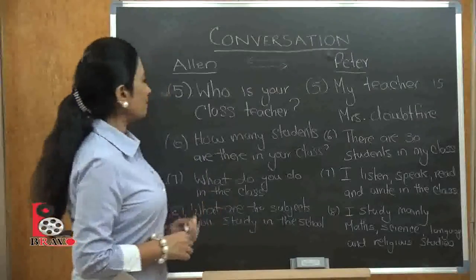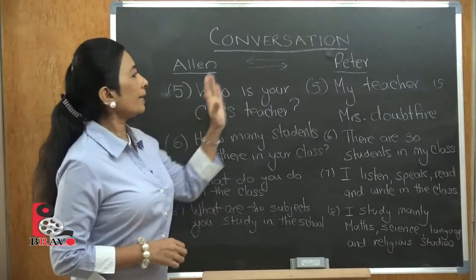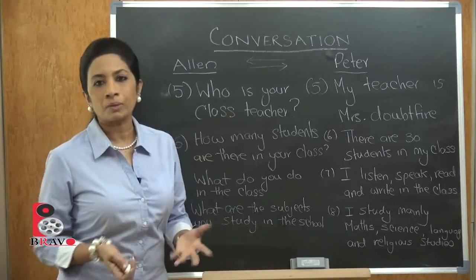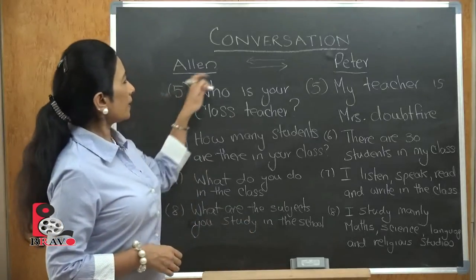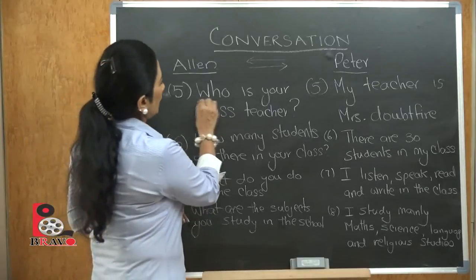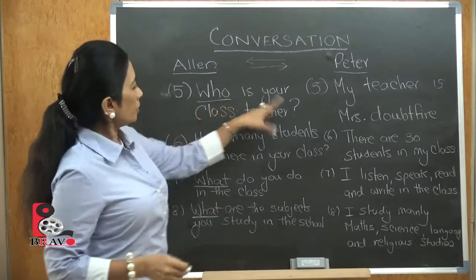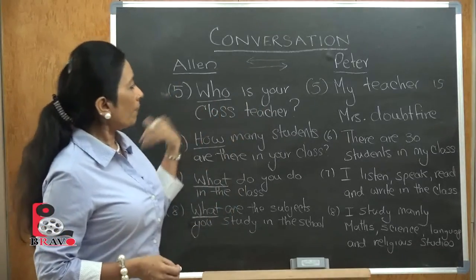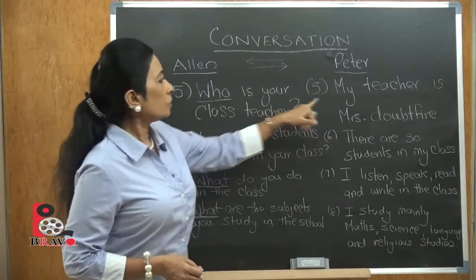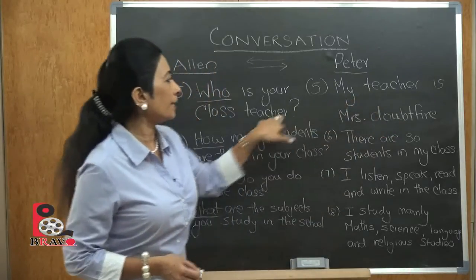Okay, now question number 5. The conversation is going on between Alan and Peter regarding the school, whatever questions you can throw about the school. So the 5th question that Alan throws to Peter is, who is your class teacher? So you can see the key words are in the question. Who is your class teacher? Peter says my, because he's asking who is yours, the answer will be my. So my teacher is Mrs. Doubtfire. So the name of the teacher is replied in the question.